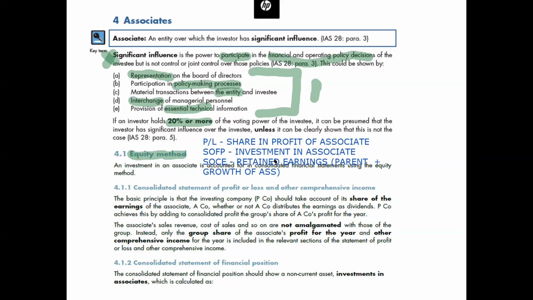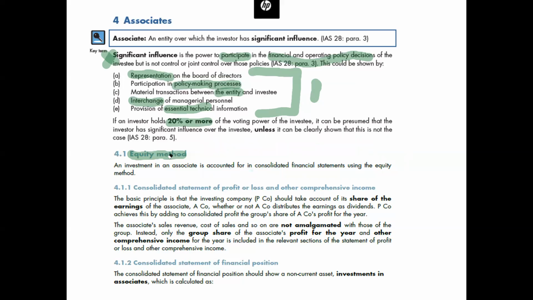Okay, opening balance. And then my investment will be what I paid, plus that growth for the retained earnings, plus the share in profit, less a dividend that was paid, my share that I received, and I will get my investment. So make sure you guys understand that whole flow at the end with my associate.